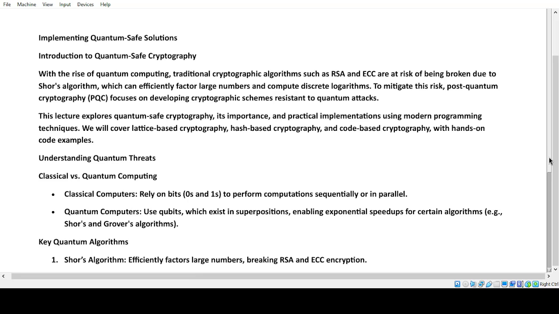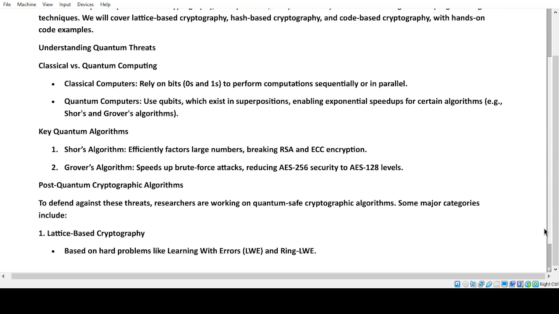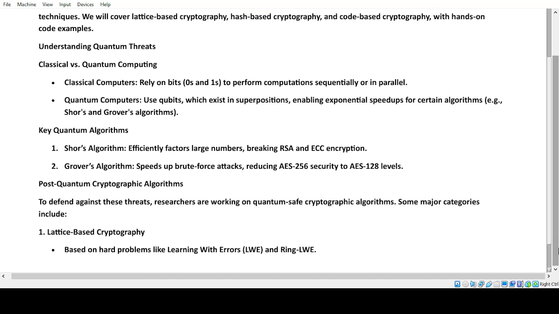Key quantum algorithms. 1. Shor's algorithm efficiently factors large numbers, breaking RSA and ECC encryption. 2. Grover's algorithm speeds up brute force attacks, reducing AES-256 security to AES-128 levels. Post-quantum cryptographic algorithms. To defend against these threats, researchers are working on quantum-safe cryptographic algorithms.